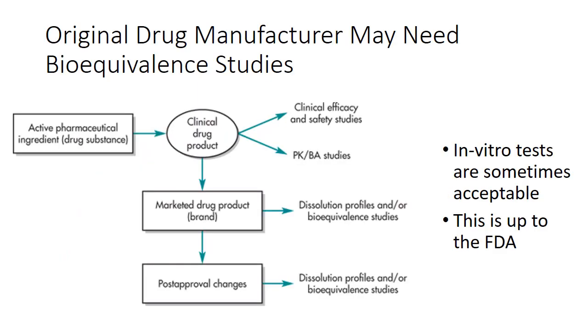So this is the whole flow chart of why the original drug manufacturer may still need bioequivalence studies. First of all, we have an active pharmaceutical ingredient. That's what they're starting with. That goes into the clinical drug product. Okay, they do clinical efficacy and safety studies, pharmacokinetic and bioavailability studies.